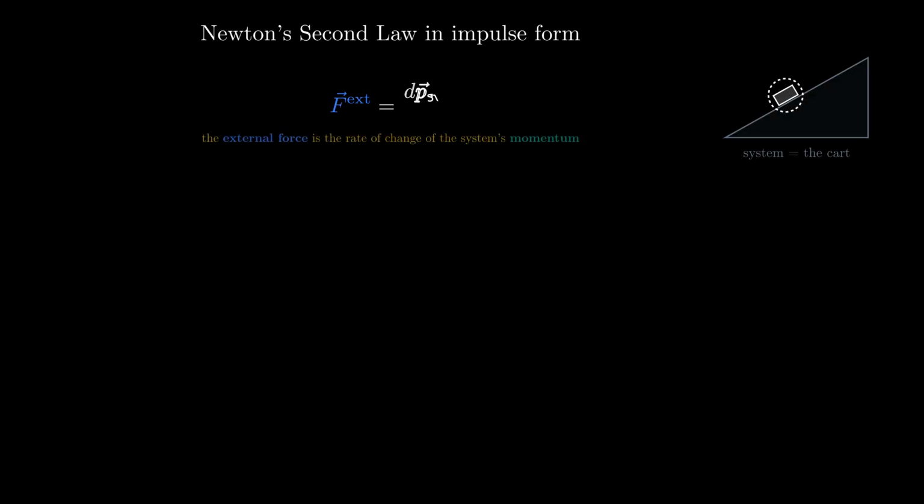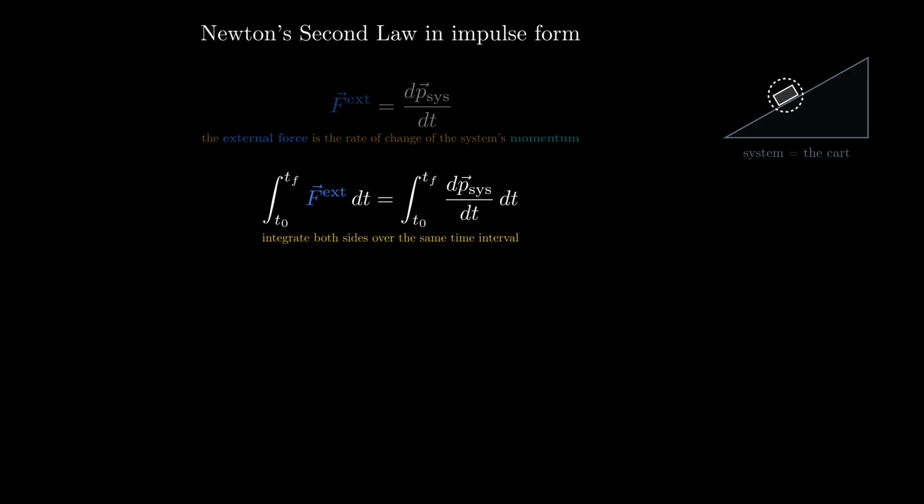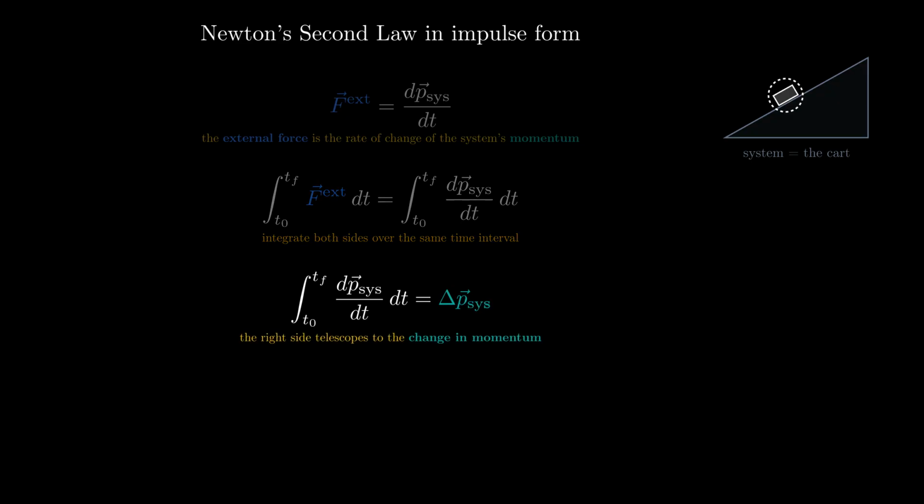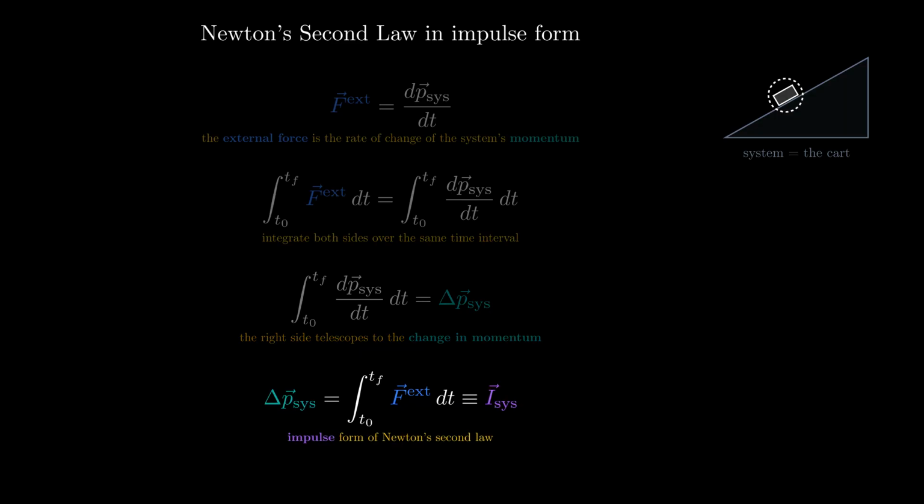Newton's second law says that net force equals the rate of change of momentum. Integrate both sides over time, from an initial time to a final time, and you get the impulse form. The change in the system's momentum equals the integral of the external force with respect to time. We give that integral a name, the impulse on the system. So the external force accumulated over time is exactly the momentum the system gains. This is still one object, but written in the language of systems.